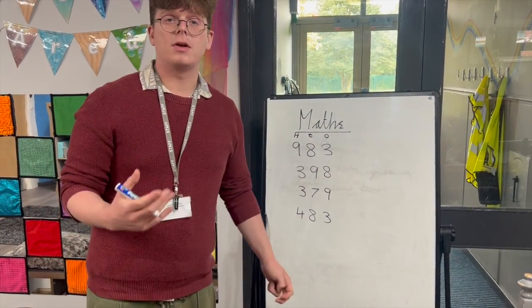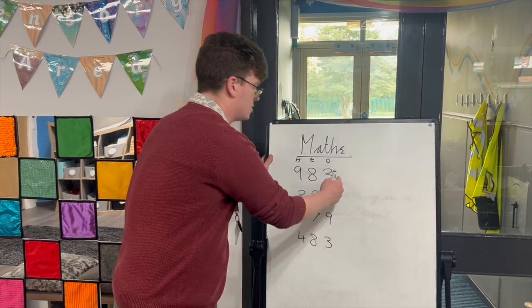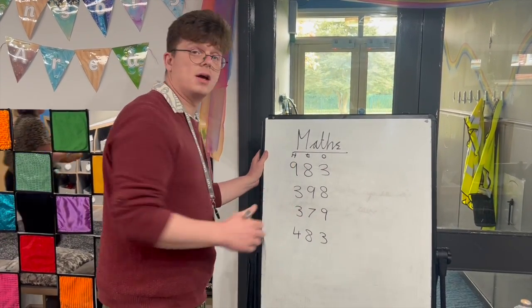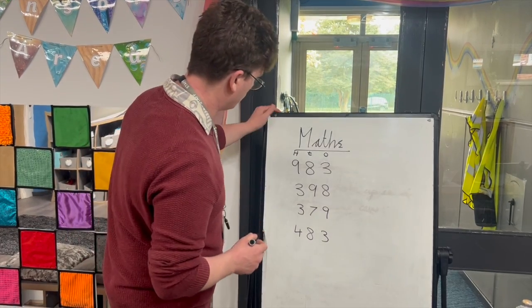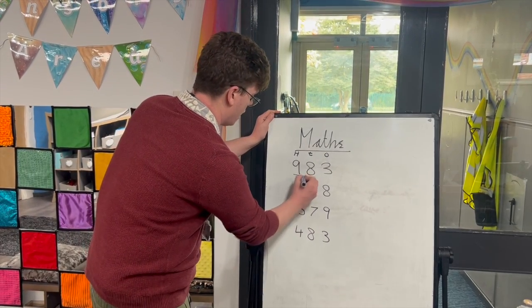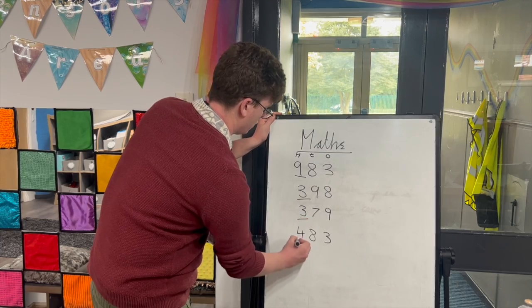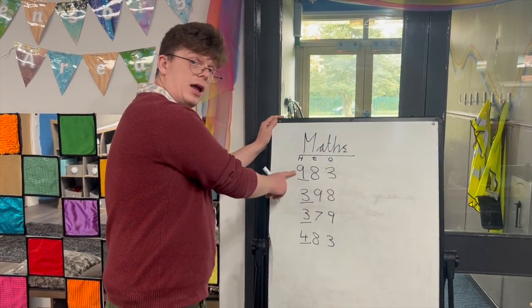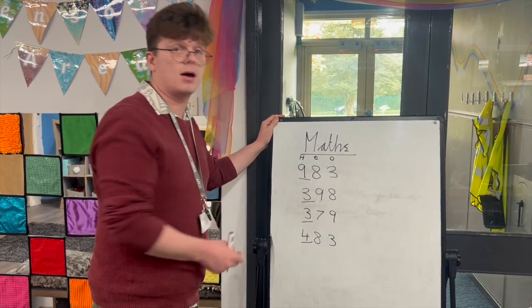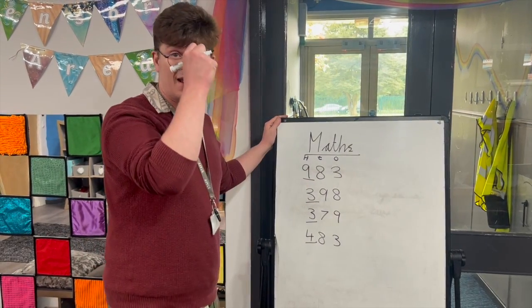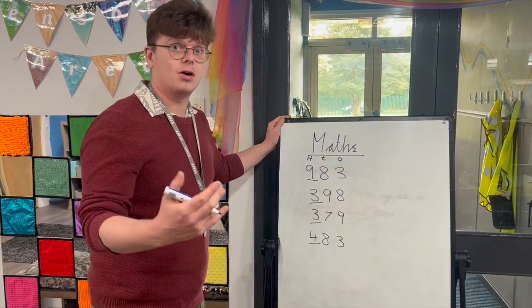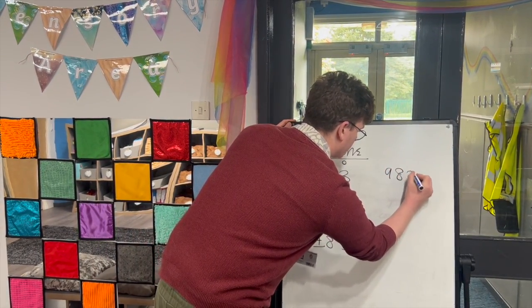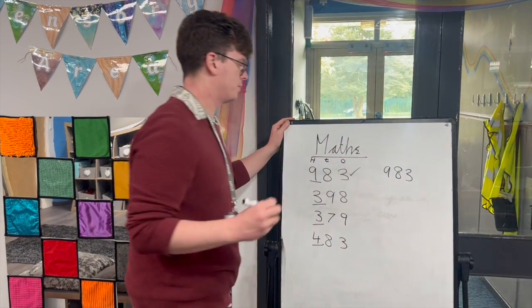Now when we're comparing numbers, we always start with the number on the left. So in this case, the number in the hundreds column. Alrighty, so I have 9, 3, 3, and 4. Well, straight away, I know that 9 is the greatest number in that column, therefore 983 is our greatest number. I'll look at that first. I can now tick that off.